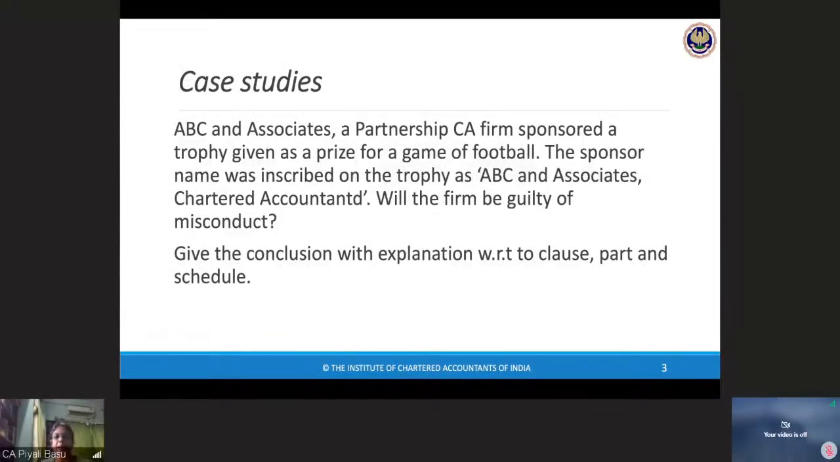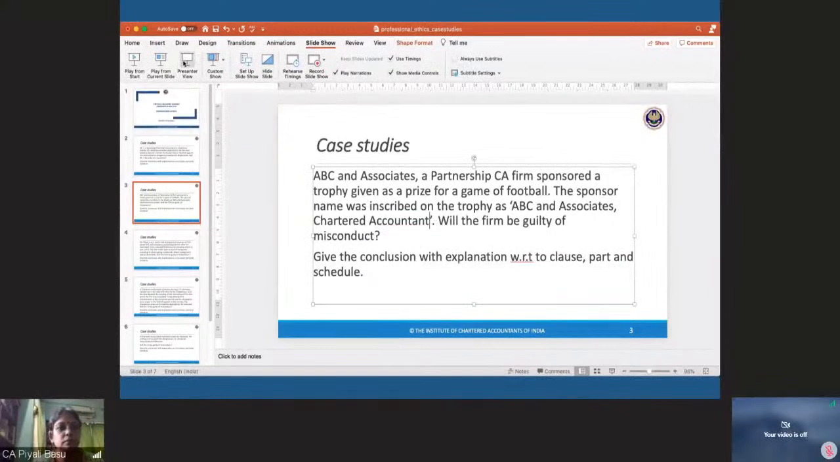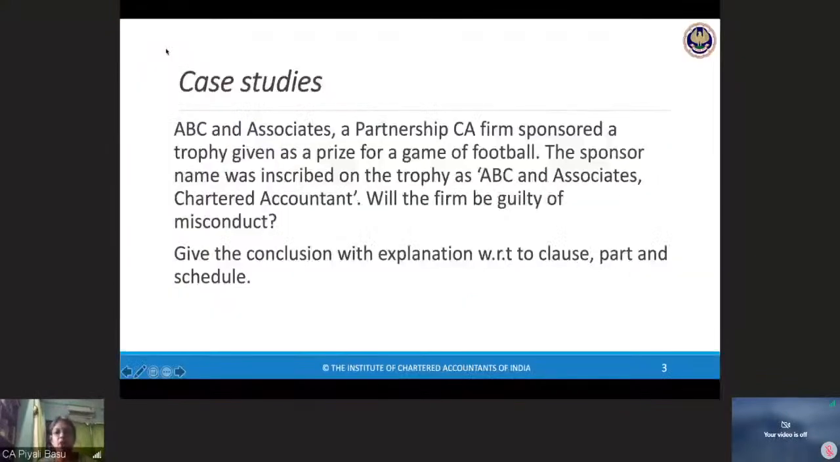ABC and Associates, a partnership CA firm, sponsored a trophy given as a prize for a game of football. The sponsor name was inscribed on the trophy as ABC and Associates Chartered Accountant. Will the firm be guilty of misconduct? Can any one of the students answer, please?